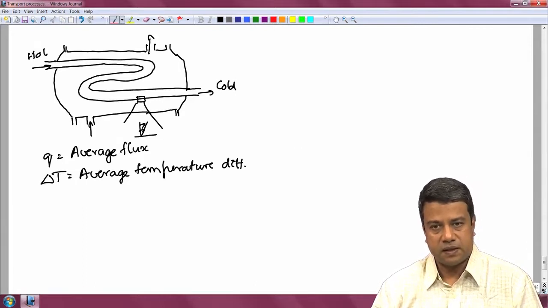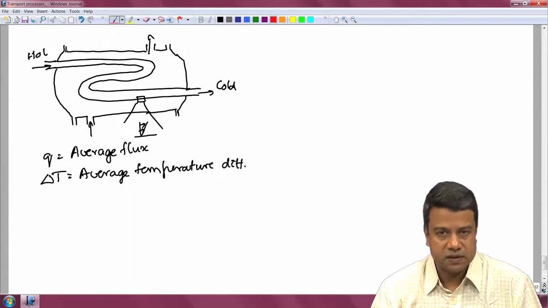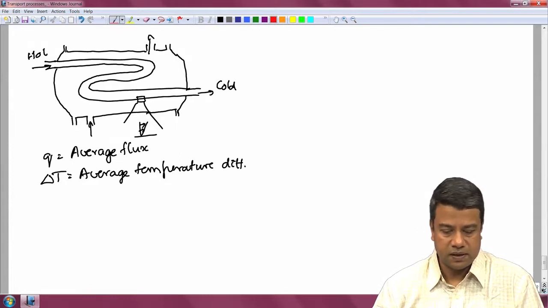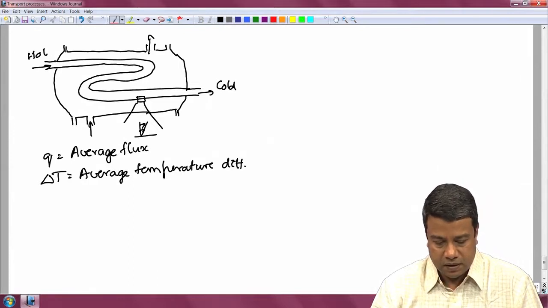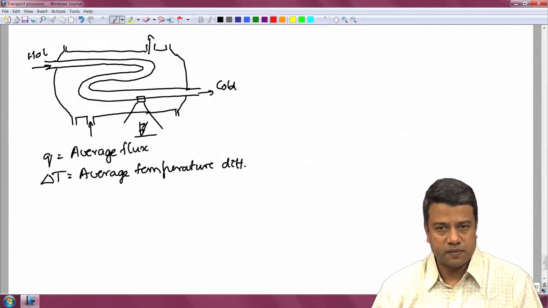This is basically the heat transported per unit time across the wall divided by the area of the wall. So, it is called an average flux, and that average flux is of course dependent upon the average temperature difference between the inside and the outside. In addition to the average temperature dependence, it also depends upon other dimensional quantities.